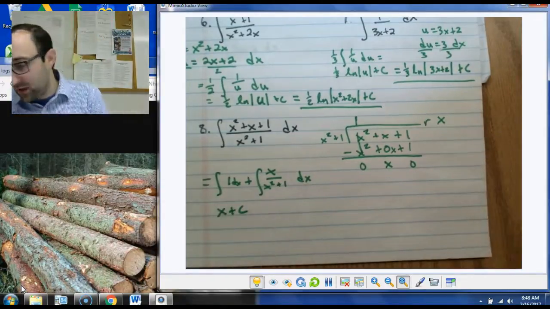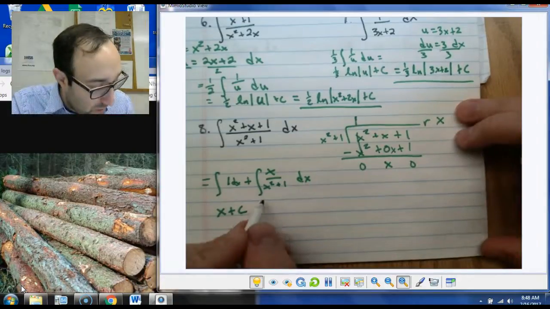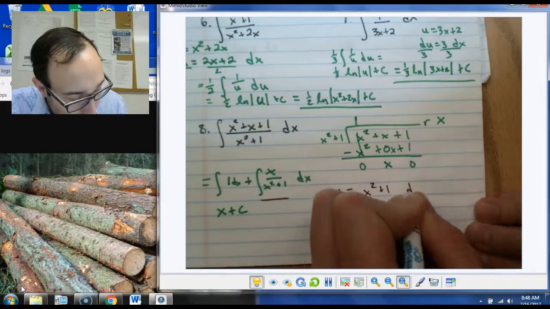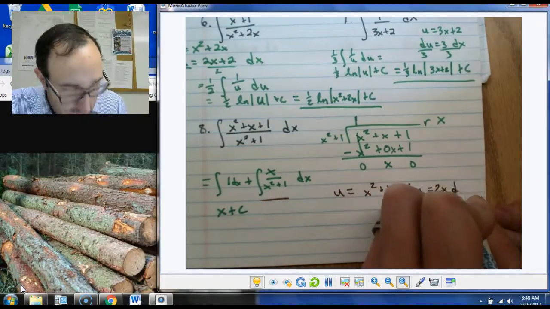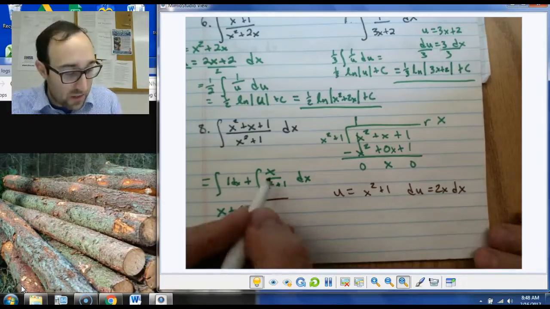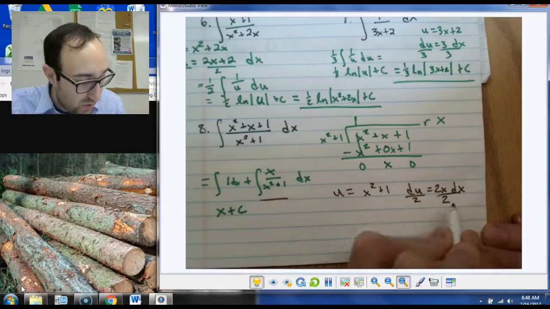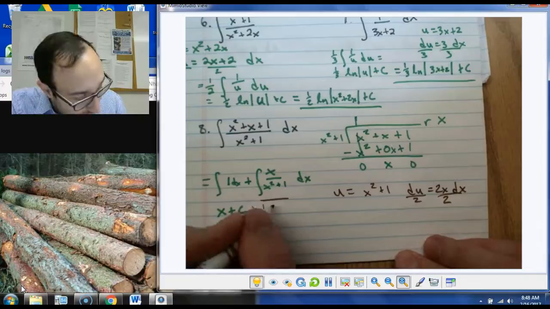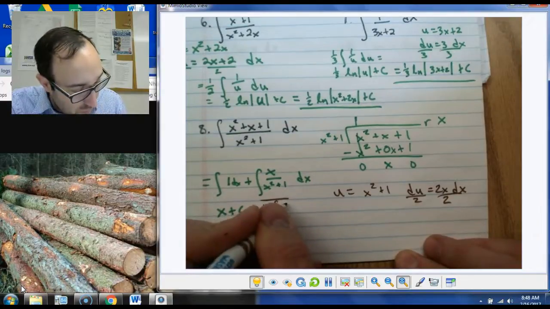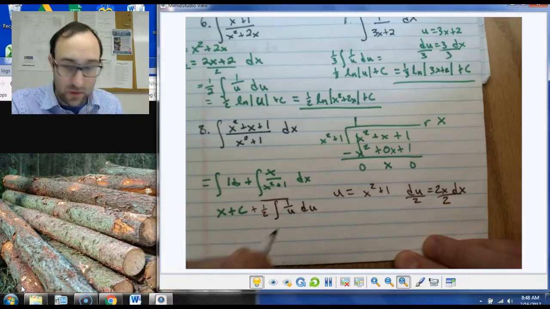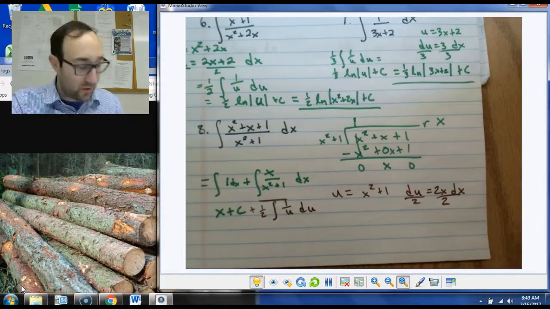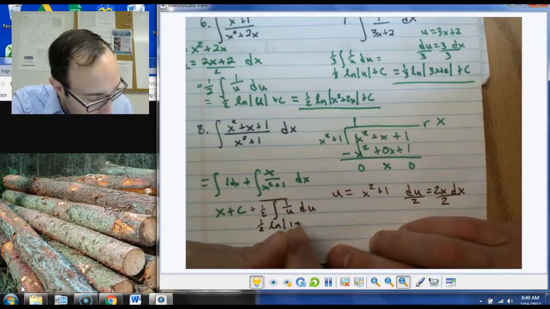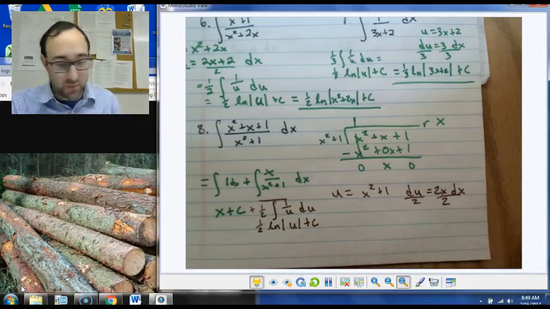Now let's use a different color so that we can see this. Right here, let's say u equals x squared plus 1. That means du is going to equal 2x dx. Good, because I have an x there, but I just don't have that 2. So if I divide by 2, this is going to be plus 1/2 out in front, the integral of 1 over u du. That's the same as 1/2 natural log absolute value of u plus c.